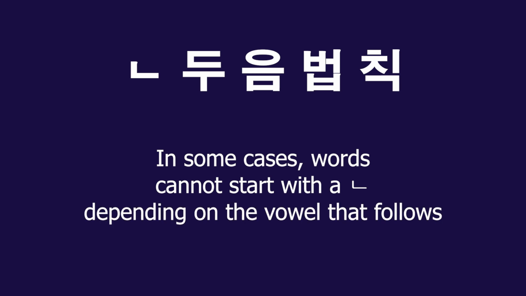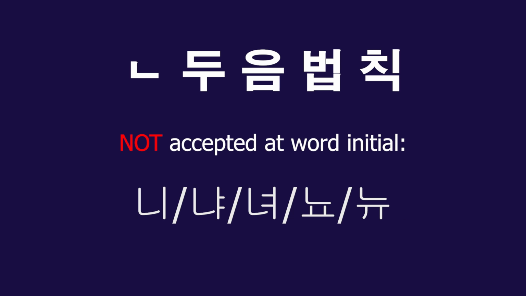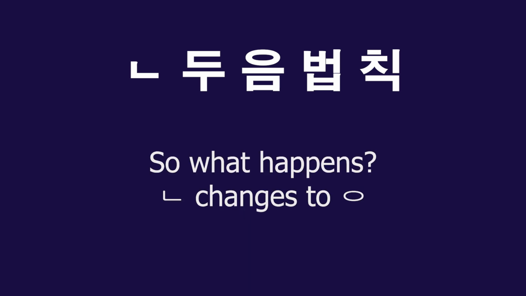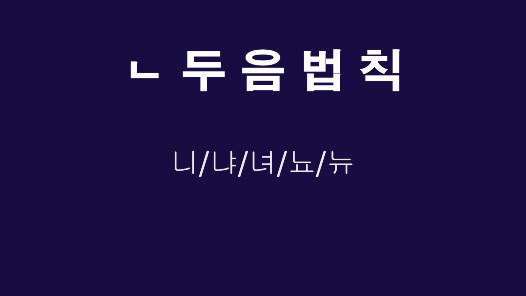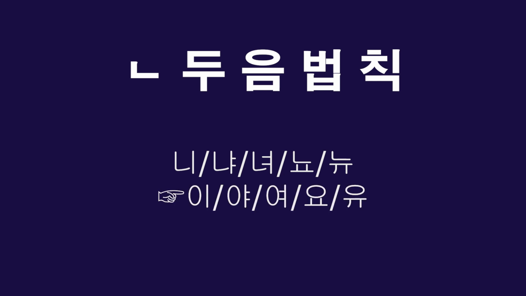So if the vowel is an I, or a diphthong that starts with an I, so in other words, ya, yo, yu. If a word starts with 니은 plus any of these vowels, it's not acceptable. It just can't come at the front of a word. Therefore, it gets converted into an 이응, or an empty consonant. So ni, nya, nyo, nyu would be pronounced instead as i, ya, yo, yu. Why? Supposedly, it's easier to pronounce for the native Korean speaker.